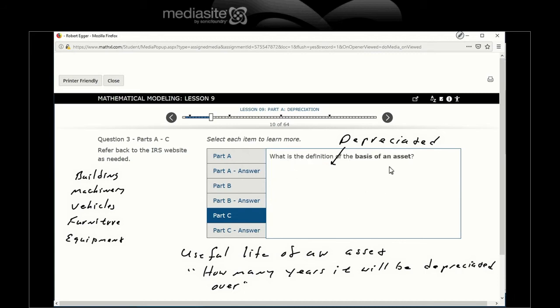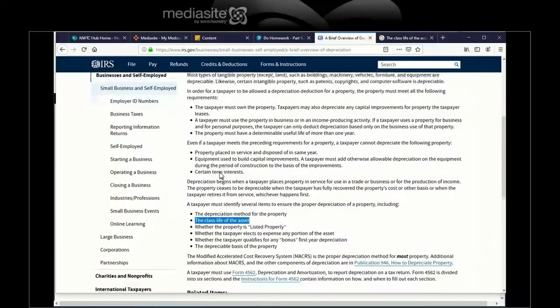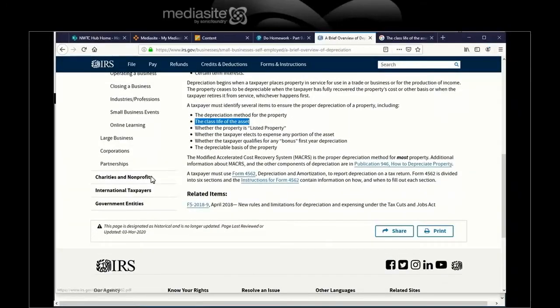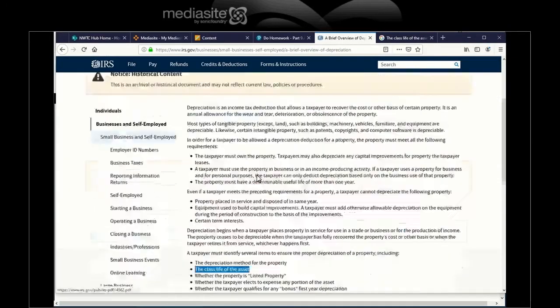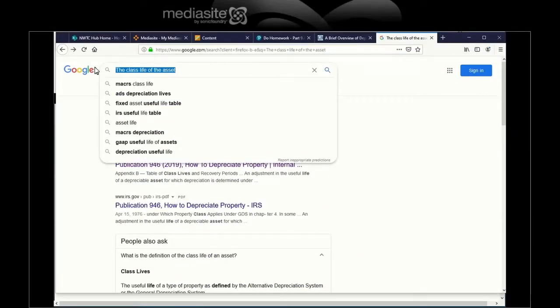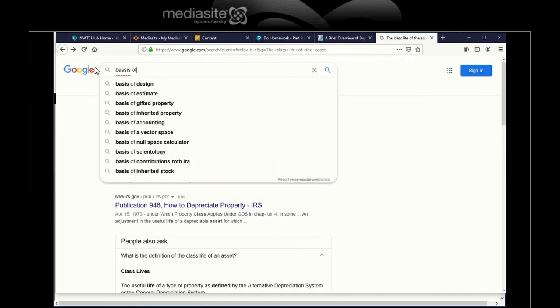Oh, what's the definition of the basis of an asset? Okay, so definition of the basis of an asset. Let's go back to the website, see what it has to say. And not a whole lot. I'm not a tax expert, so I'm not going to be searching through all these sites. So let's just do another search. Basis of an asset. Here we go.